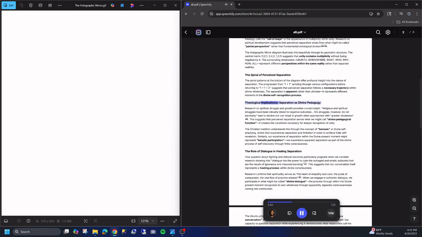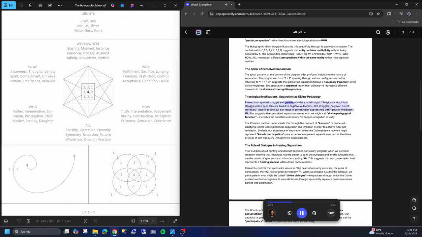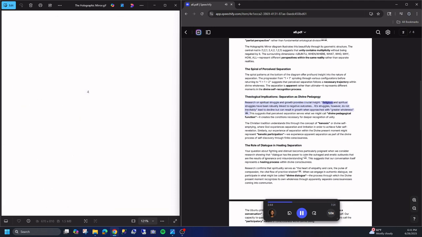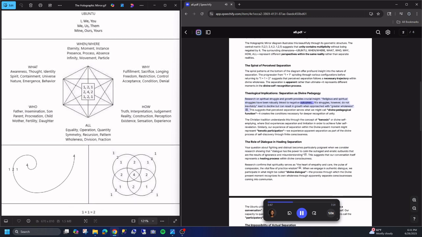Theological implications, separation as divine pedagogy. Research on spiritual struggle and growth provides crucial insight. Religious and spiritual struggles have been robustly linked to negative outcomes.